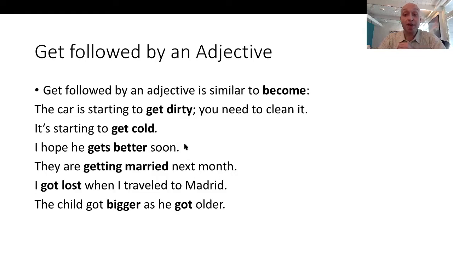I hope he gets better soon. Estou esperando que ele fique melhor logo, né? Que ele melhora logo. Estamos esperando que ele mude de passando mal para passando bem. To get better. Também é muito comum com casamento e se casar. They are getting married. Porque eles estão mudando de ser solteiro para um casal, né?